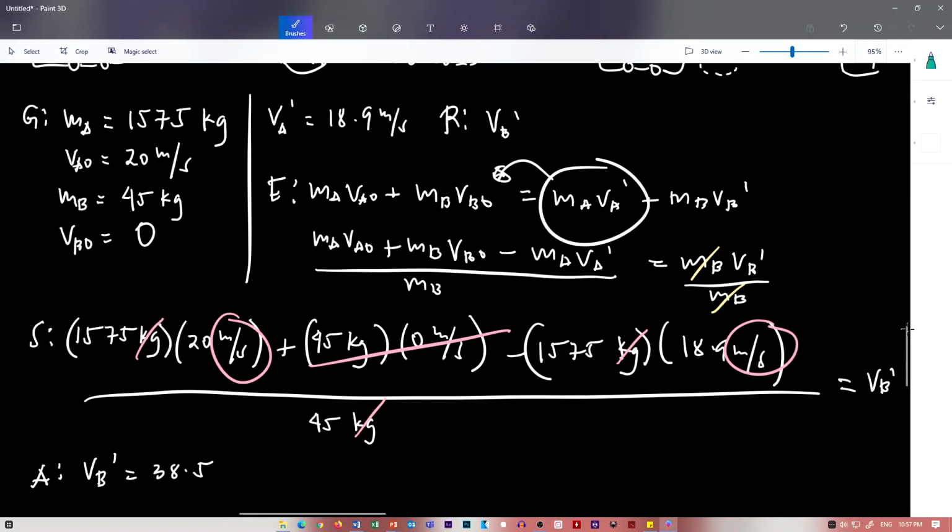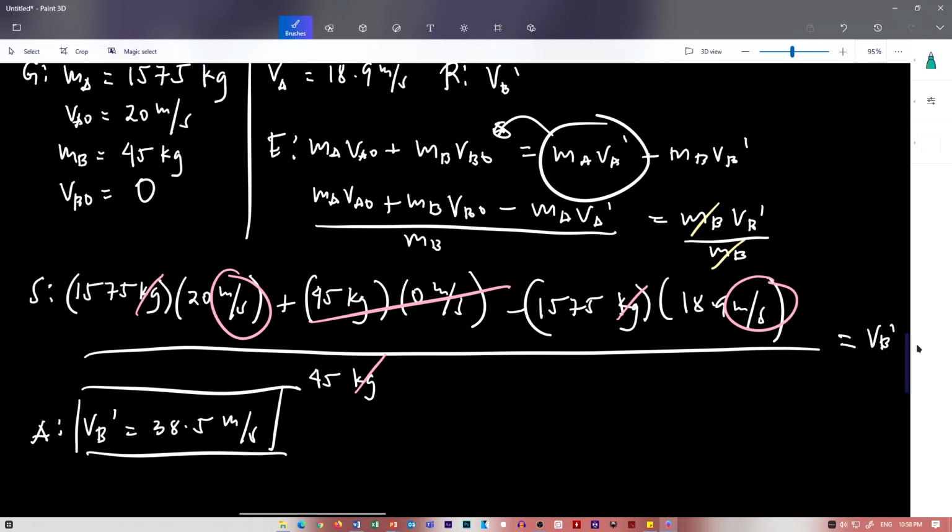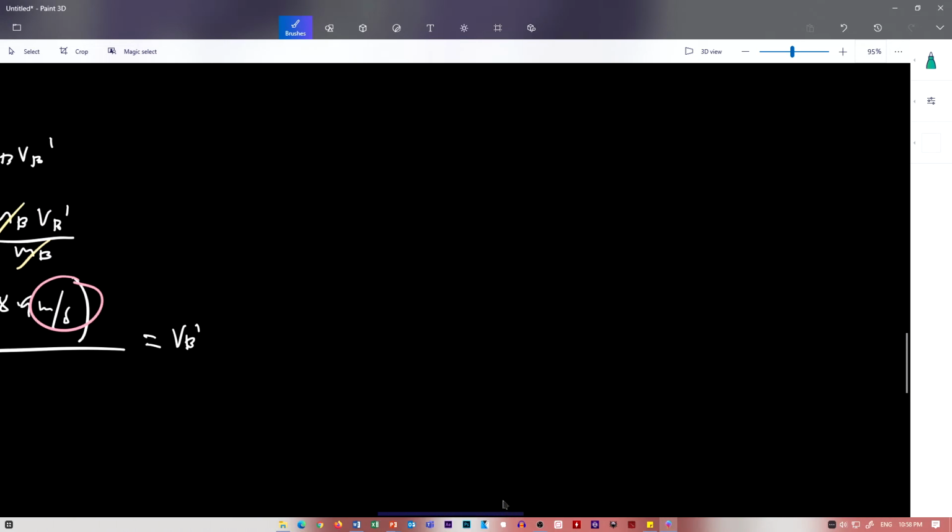Our unit is meter per second. Oh, let's check again. So this is 1575. I'm gonna factor it out. 20 minus 18.9. Okay, then divided by 45. There. Oh, there, it's correct. So you can now just box your final answer. Then that's it. It's easy, right? So if you have questions, you just address your subject teacher on the matter. Okay, let's proceed on the next example.